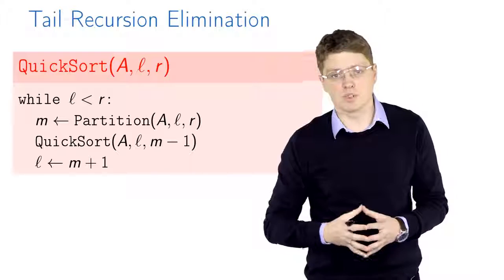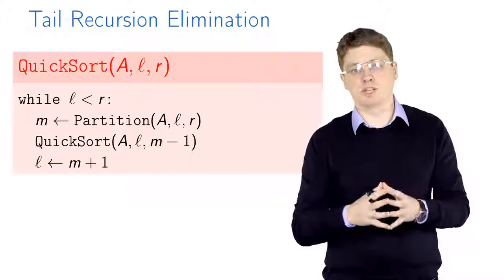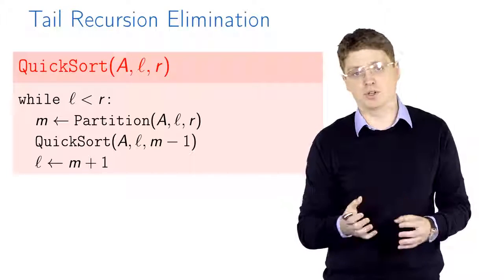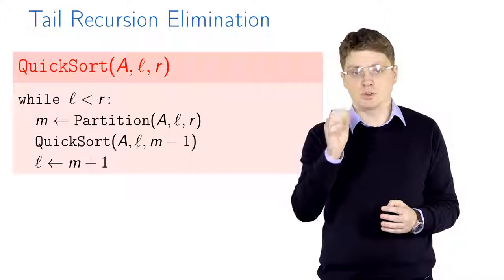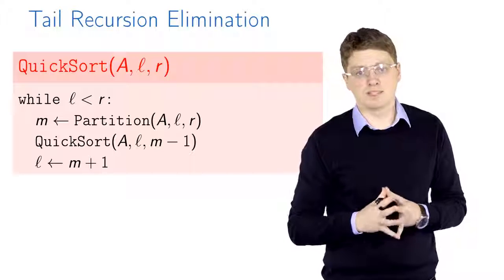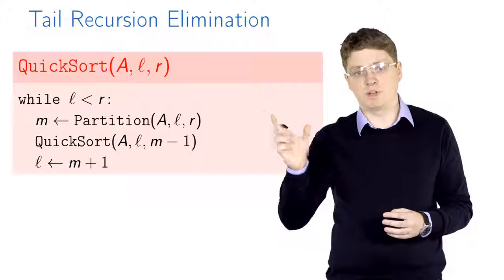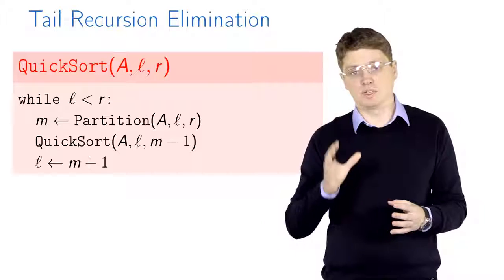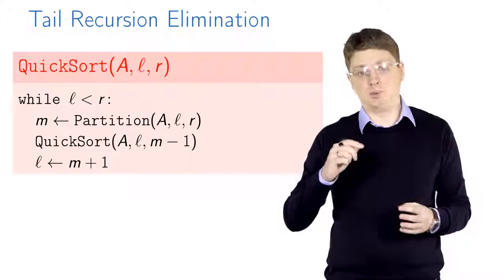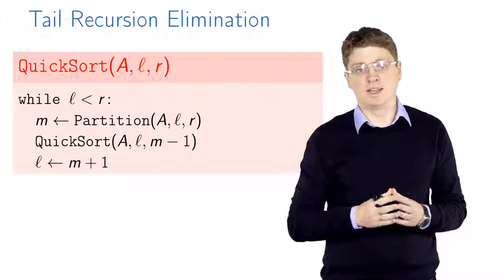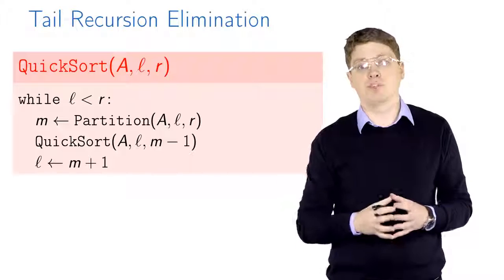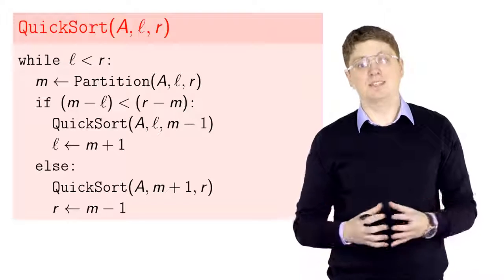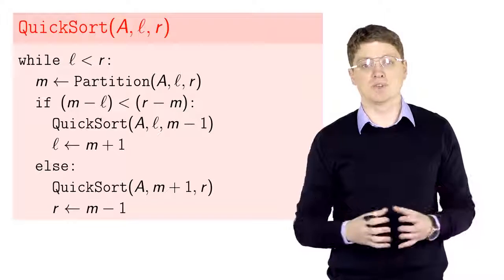Instead of making this recursive call, let's replace the whole body with a while loop. Inside this while loop, we call the partition procedure as shown on the slide. Then we make a recursive call to the left part, but instead of making the recursive call for the right part, we just update the value of L to be equal to m plus 1. Then we go to the beginning of the while loop, and this essentially mimics our recursive call. So far, so good. We've just realized that we can eliminate the last recursive call.